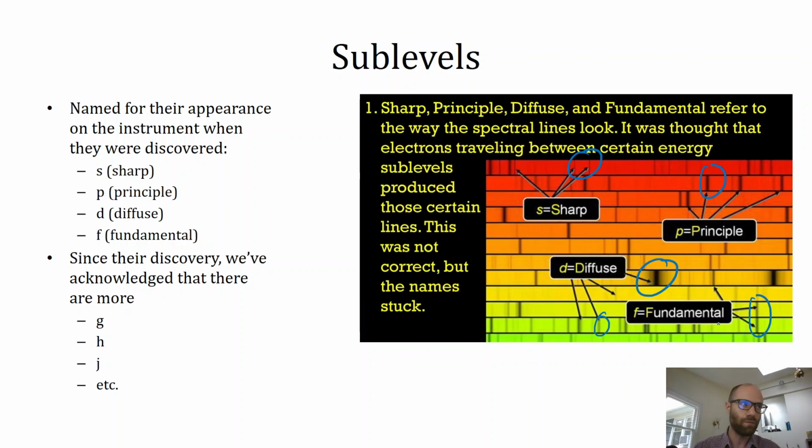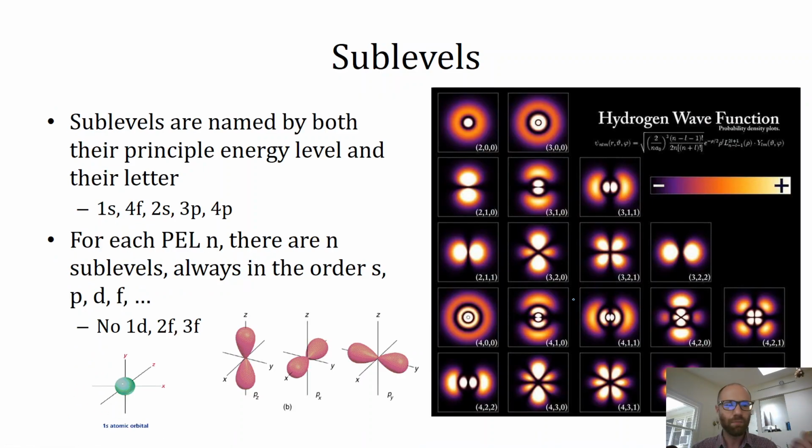Turns out that there are more than 4 sublevels. We then moved on into G, H. We skipped I because there's enough I's in other places, and then J, K, L. But as of now, no atoms exist that have ground state electron configurations that utilize G, H, and J sublevels, so we don't really talk about them too much. But I do want to talk about the sublevels that we do know about. There are 4. They're called S, P, D, and F.